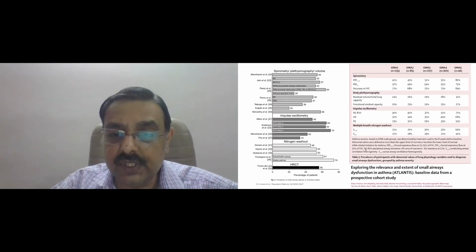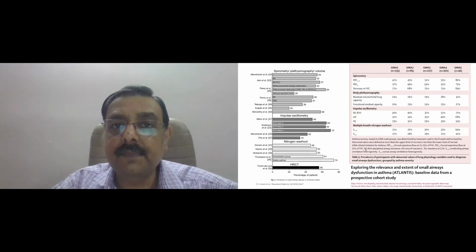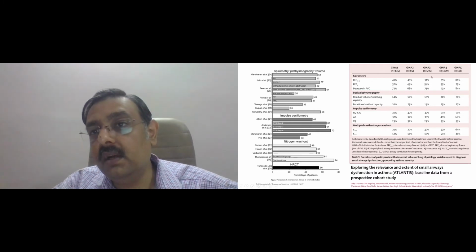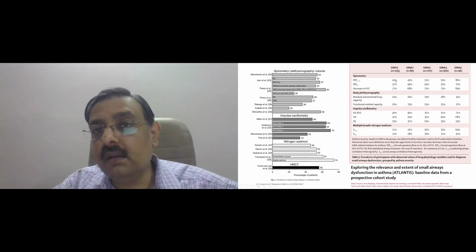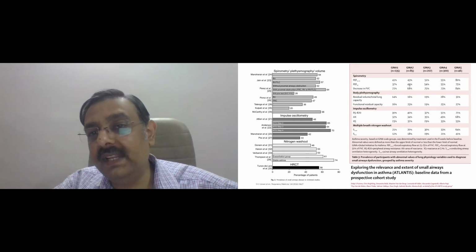So this is data which looks at small airway disease, and looks at the various steps at which small airway obstruction is found. If you look at GINA 1 to GINA 5, you will realize that as you go across to higher GINA steps, or more severe forms of disease, the amount of small airway obstruction which you find is significantly more. Somewhere ranging from 40% to 80%.